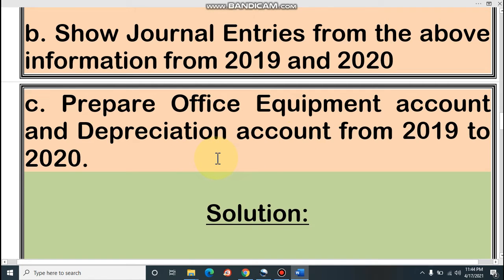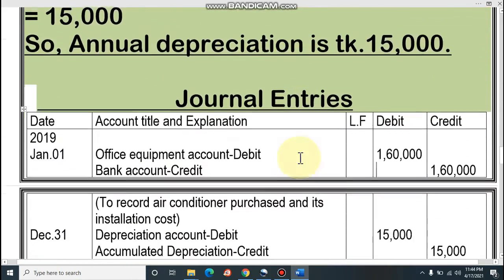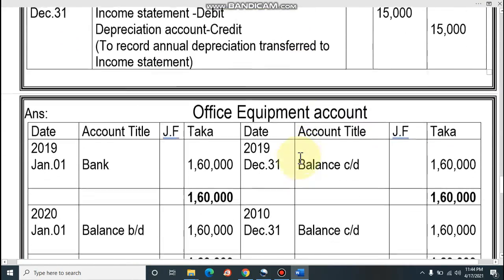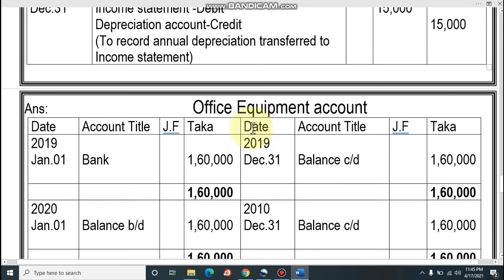That means we have to prepare two ledger accounts. Number one, the office equipment account. Number two, the depreciation account. So dear student, for preparing the office equipment account, we have to prepare a ledger. Look, we draw the box here for the ledger in a T format. You know that we can do a ledger in traditional format also, or modern format also. Here we are doing it in T format.